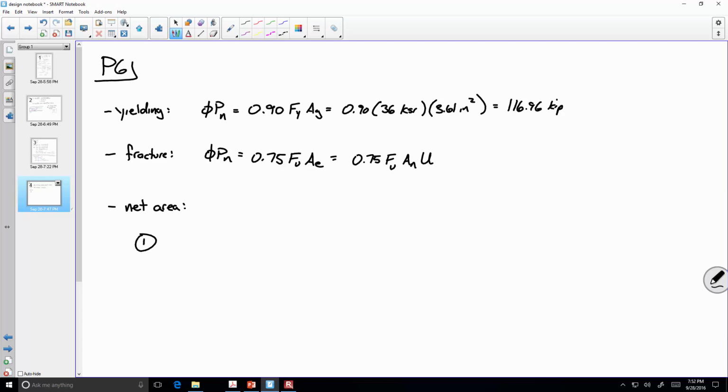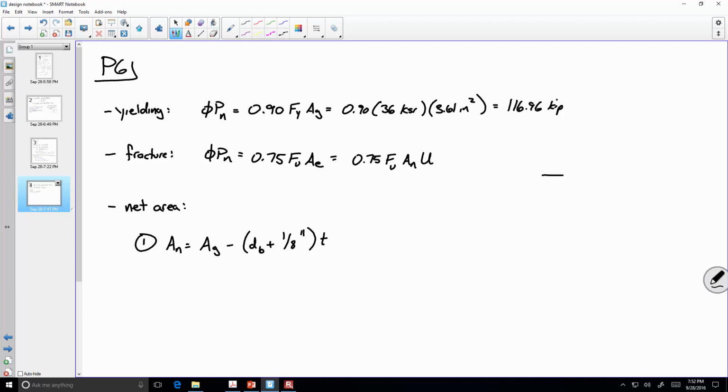Okay, my first path, I propose that the net area is going to be the gross area minus one bolt hole. Now, how do I get that? I take the diameter of the bolt and I add 1/8 of an inch, and then I multiply that times the thickness. Now, first off, how am I just getting that formula?